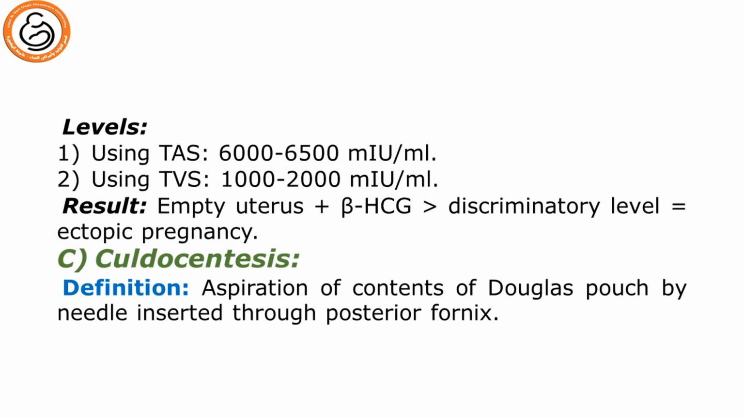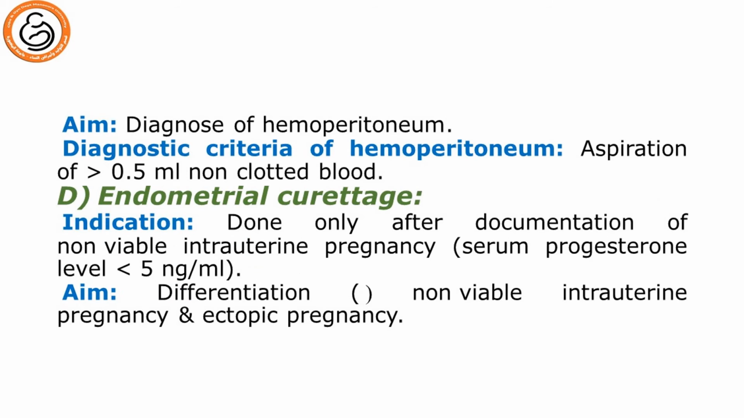An old method to delineate the presence of blood in the Douglas pouch was culdocentesis, where we can do aspiration of contents of Douglas pouch by a needle inserted through the posterior fornix. Our aim is to diagnose hemoperitoneum. Diagnostic criteria of hemoperitoneum include aspiration of more than half milli with non-clotted blood.